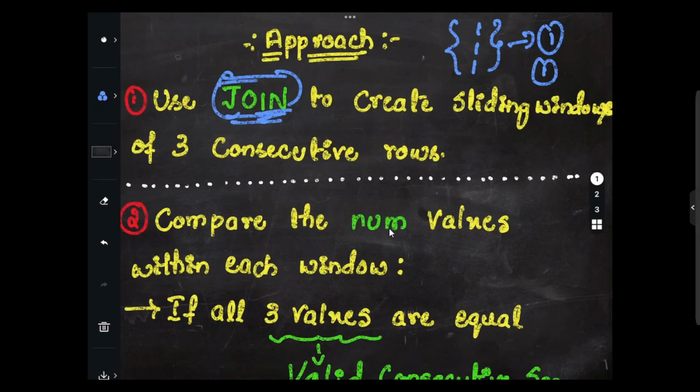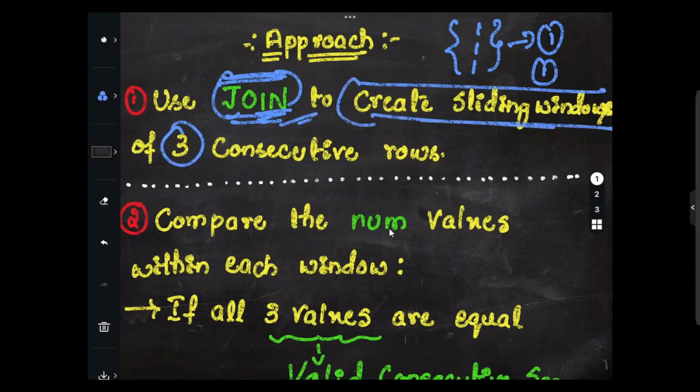So that is the reason we'll make use of the join to create the sliding window of 3 consecutive rows. This is very important: 3 consecutive rows. I hope this is clear. Let's move on with the second one.